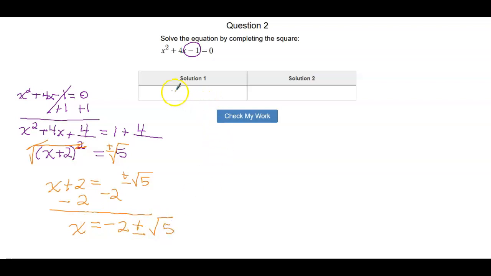And so the way that you would put that in here is x is equal to negative 2 plus the square root of 5, and x equals negative 2 minus the square root of 5.